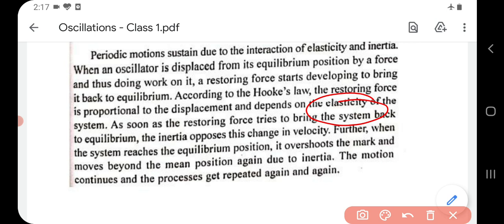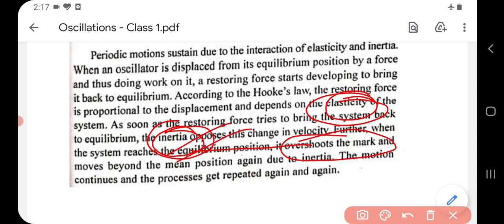At the same time, inertia will come into play. It will oppose that effect. So actually elasticity and inertia play an important role while you are trying to displace an object from its equilibrium position. Because of the effect of inertia, even though that oscillator comes back to its equilibrium position, it will overshoot the original position. That is mainly because of the effect of inertia.